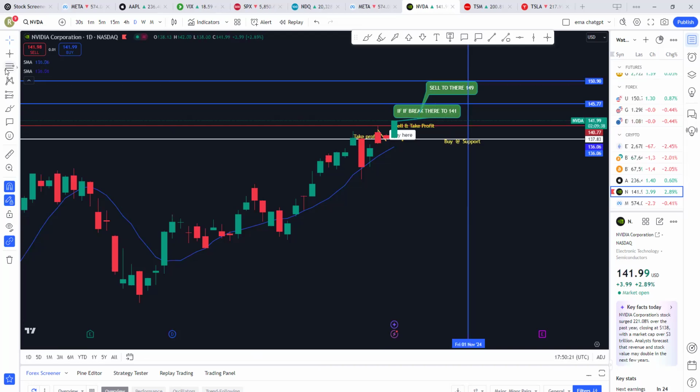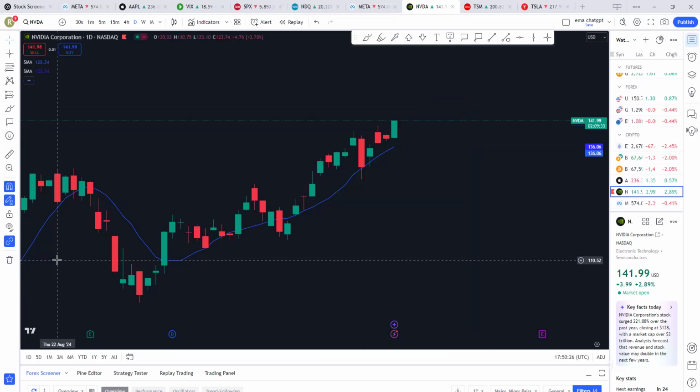Let me just remove everything for you so you can understand. So let's start from scratch. Now, this is NVIDIA. We're going to put a horizontal line. You can put it for resistance and support. Let me just add a support line, and we just put it there.